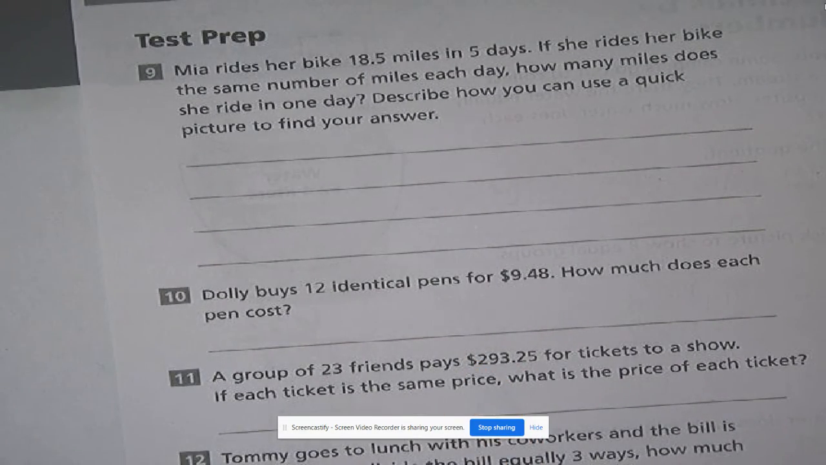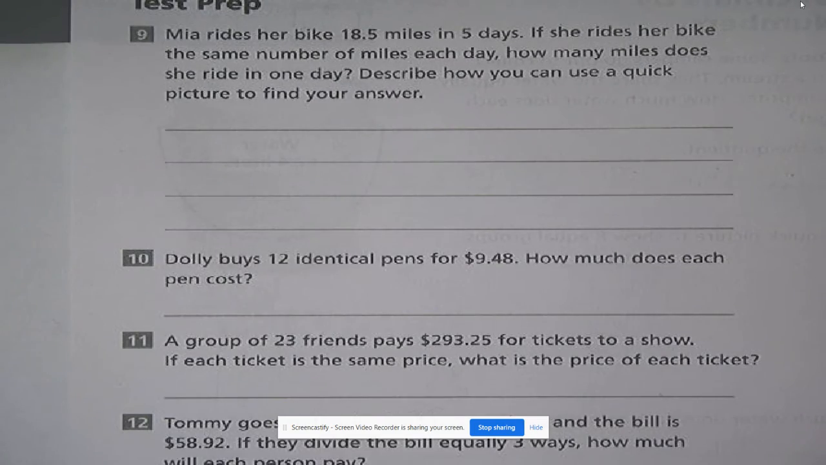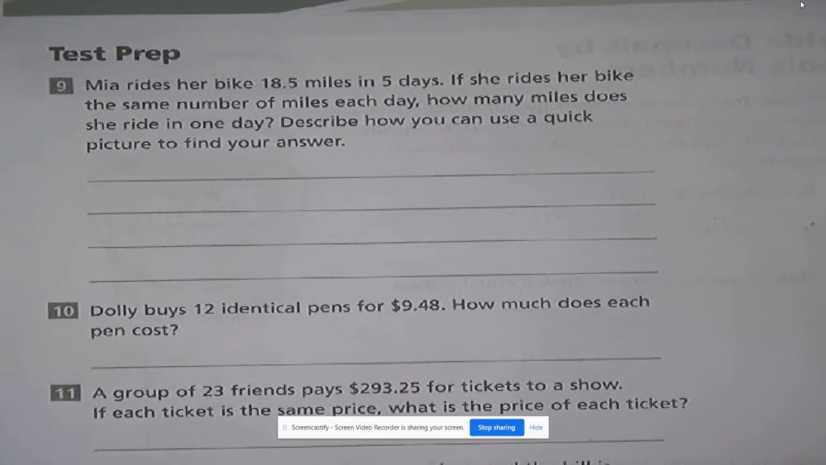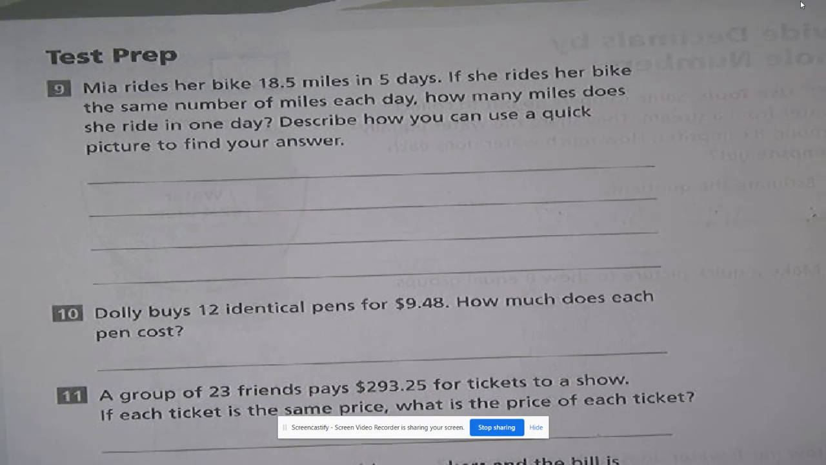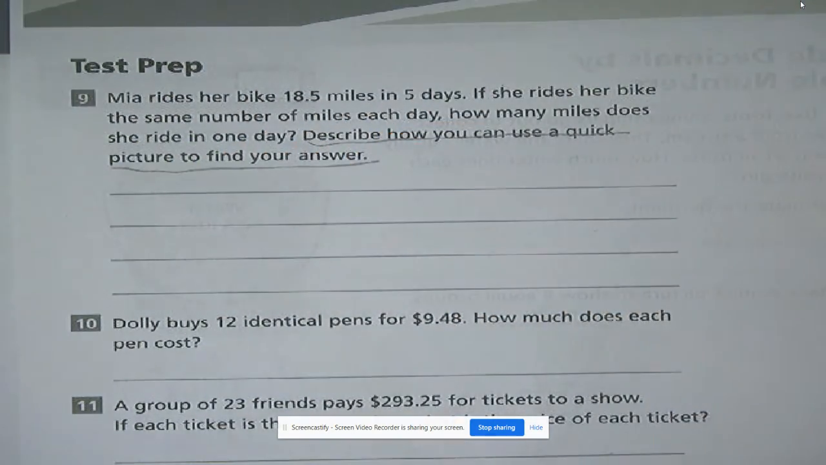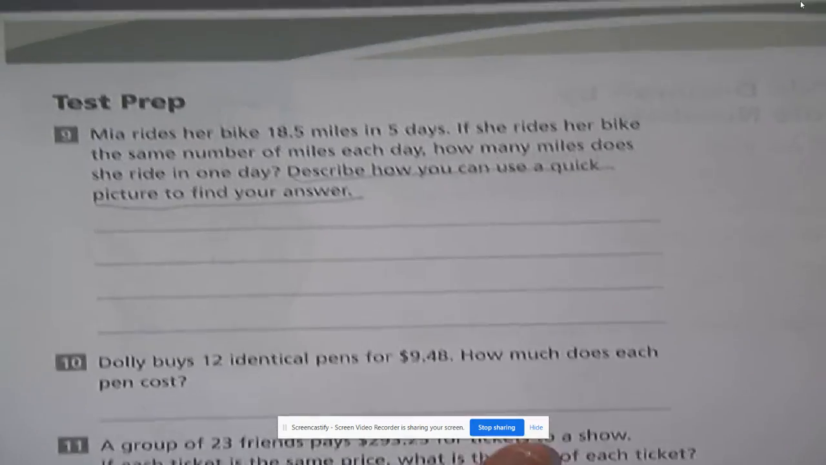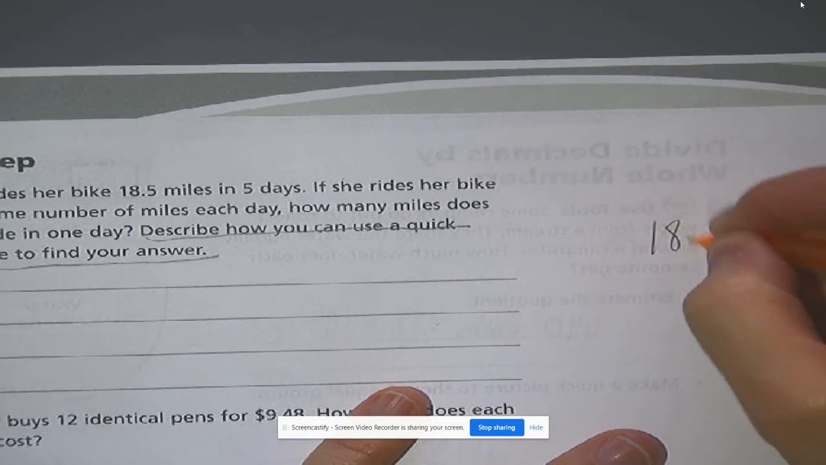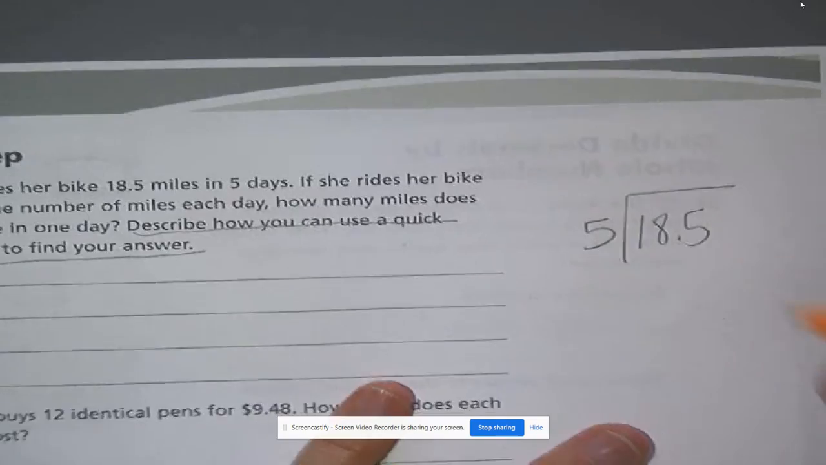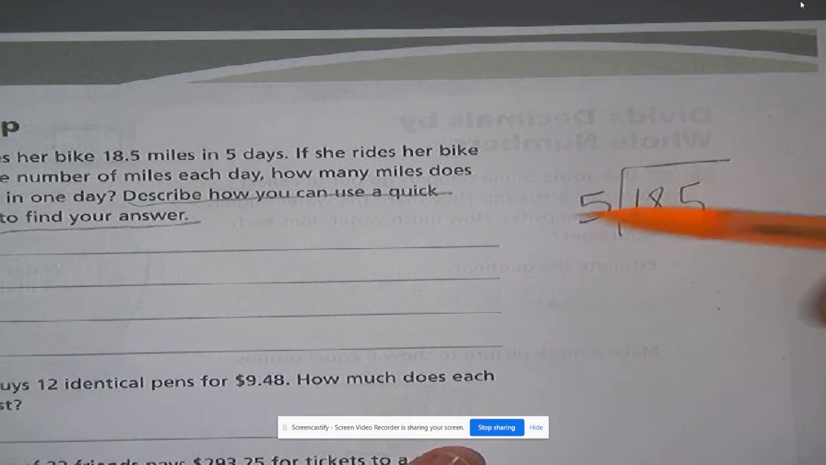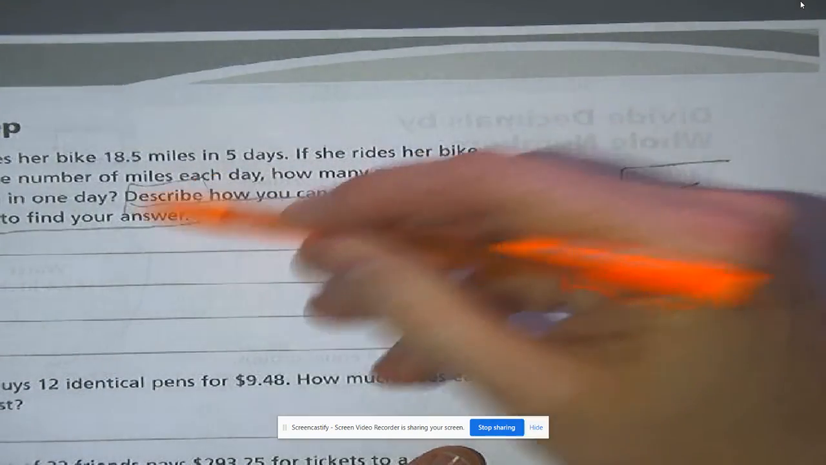Okay, Mia rides her bike 18 5/10 miles in 5 days. If she rides her bike the same number of miles each day, how many miles does she ride in one day? Describe how you can use quick pictures to find your answer. So first of all, what are we going to do? We're going to just divide 18 5/10 divided by 5. So I'm just going to get the answer quickly, and then we'll go over to the assignment and see how it wants us to describe our things, okay?